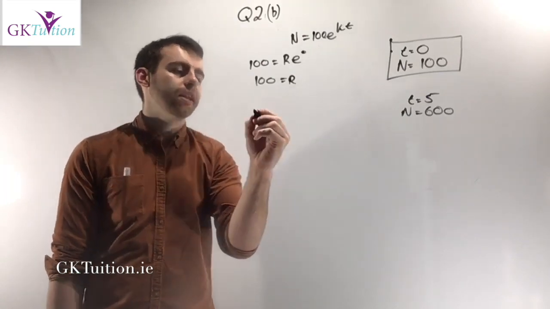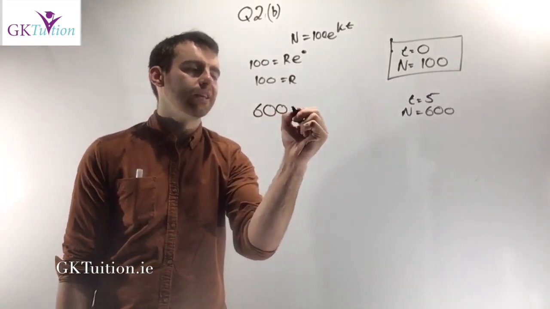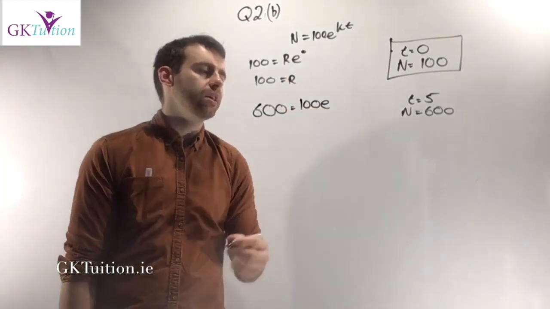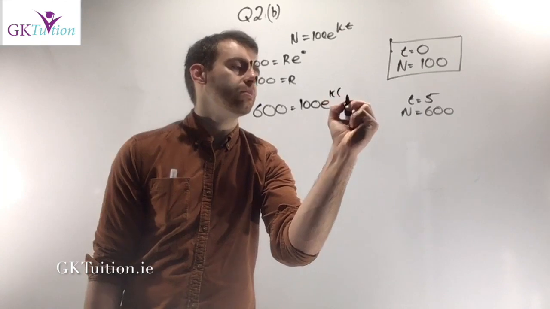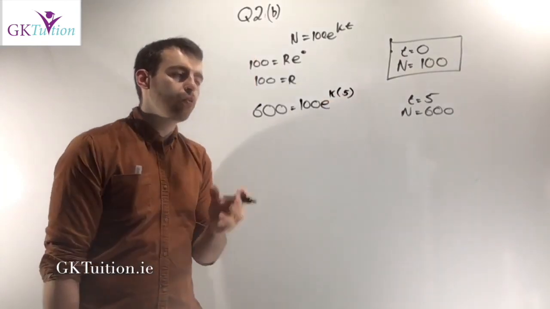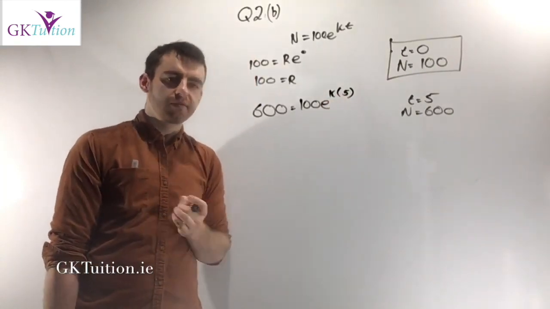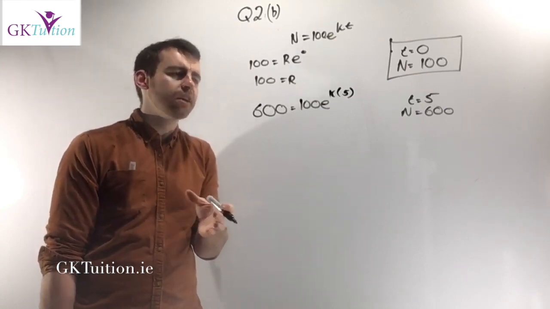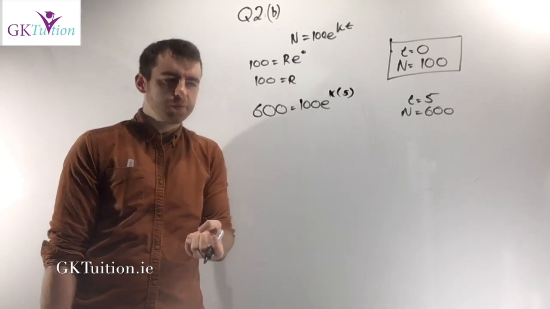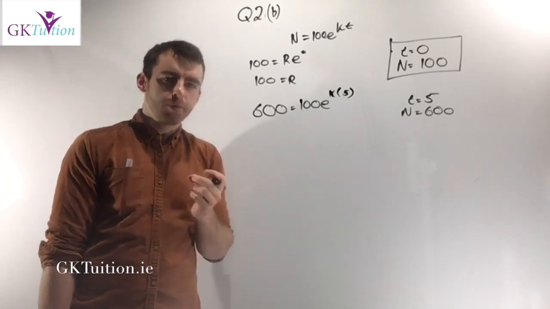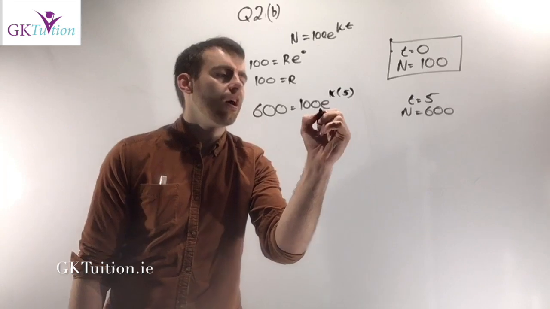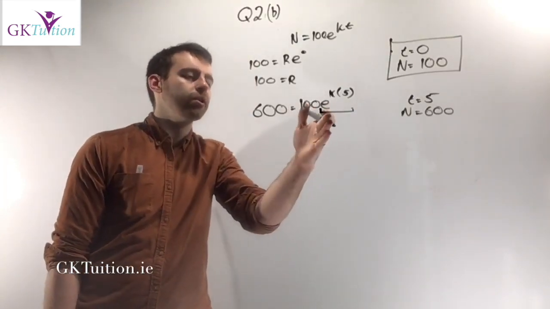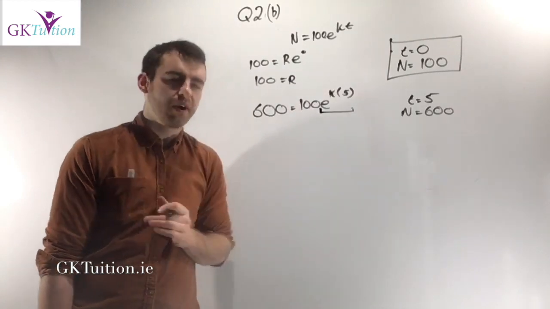So let's sub in. The left hand side, if I sub into the formula, would be 600. The right hand side will be 100 times e, and the power will be k times t, which is 5. I now have one equation and one unknown, which means I can find the value of k. At this stage, I would expect you to recognize that the unknown is in the power, which means we're going to be introducing logs. But before you introduce logs, you have to isolate the term with the unknown in the power. Or in other words, I need to isolate the e to the power of 5k.